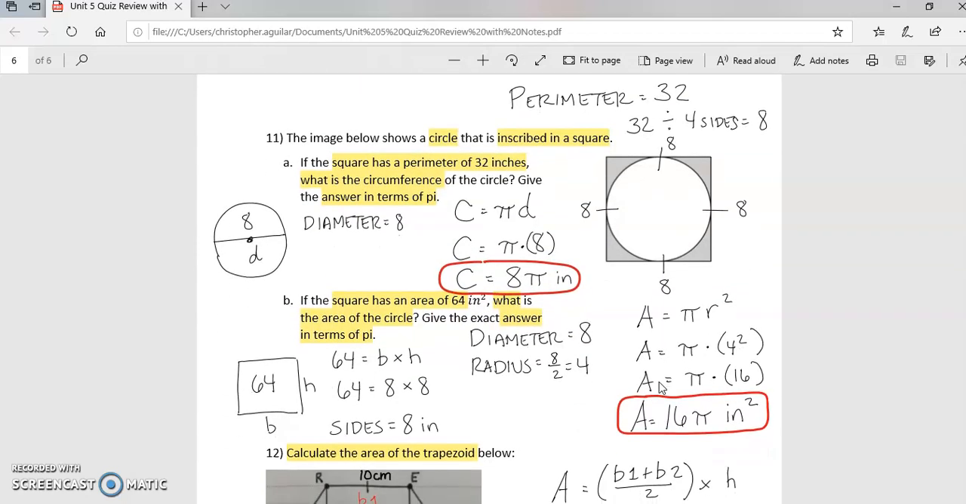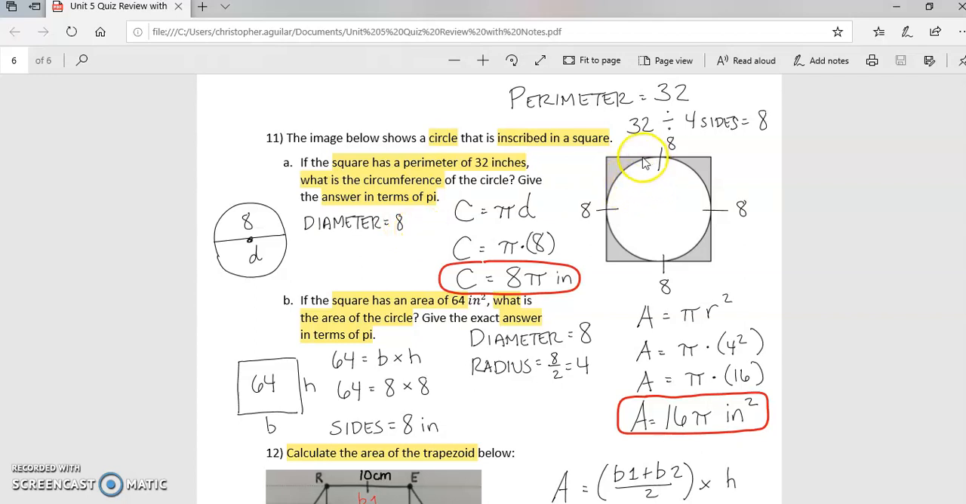Moving on to number 11. It says the image below shows a circle that is inscribed in a square, which means it's basically drawn inside the square. Part A, if the square has a perimeter of 32 inches, what is the circumference of the circle? And it says give the answer in terms of pi.